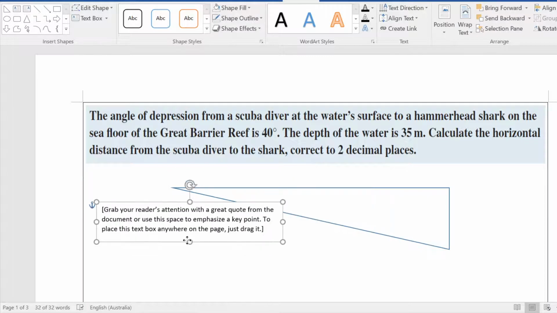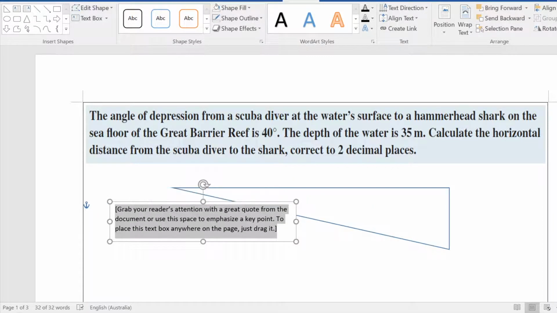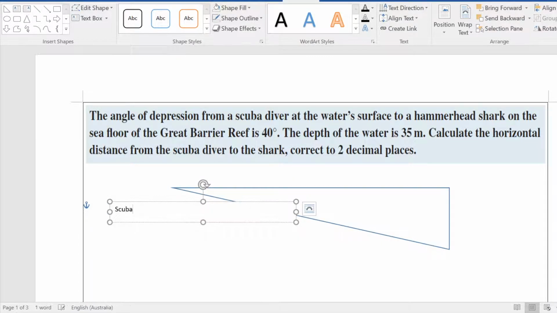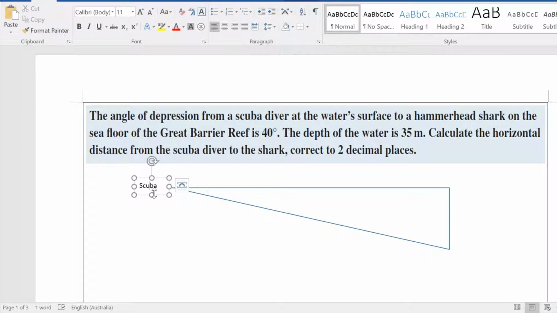And now, first, let's talk about where the scuba diver is. He's at the water's surface, and an angle of depression indicates that they're looking down from the horizontal. So the scuba diver is actually going to be up here. There's our scuba diver.